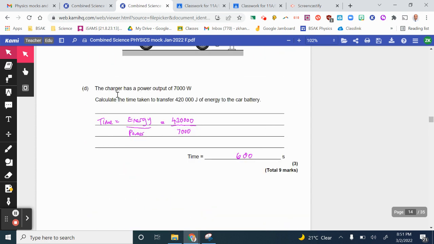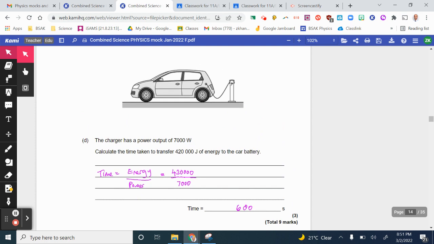And part D: the charger has a power of 7,000 watts, and it takes some time for 42,000 joules of energy to be delivered to the car battery. So how long will this take? We need to look for a formula that links power, energy and time, because we want to work out time, and that is power equals energy divided by time. When we rearrange that formula, time is energy over power, and that's 42,000 divided by 7,000, and it will take 600 seconds to deliver that amount of energy.